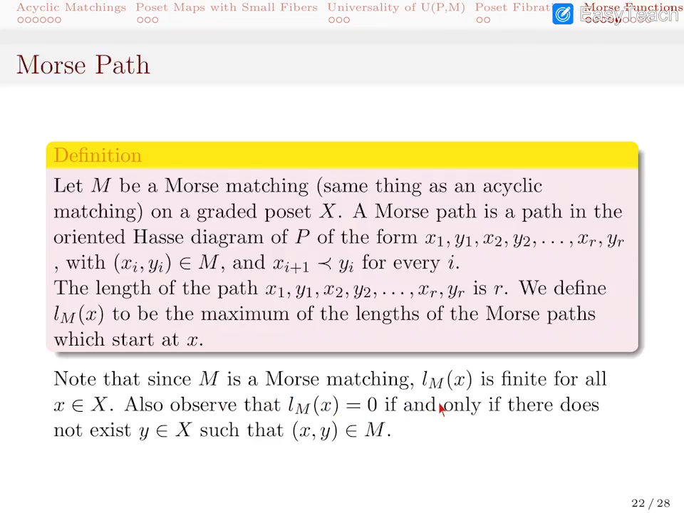Also observe that l_M(x) is 0 if and only if there does not exist some y such that xy belongs to M. This is also clear. It is saying that if you have x here, then l_M(x) is 0 if and only if you cannot come out of it, so you do not have some y such that xy is a part of the matching. In other words, if and only if x is either critical or x covers some element w such that wx is matched. So in these two cases only l_M(x) can be 0.